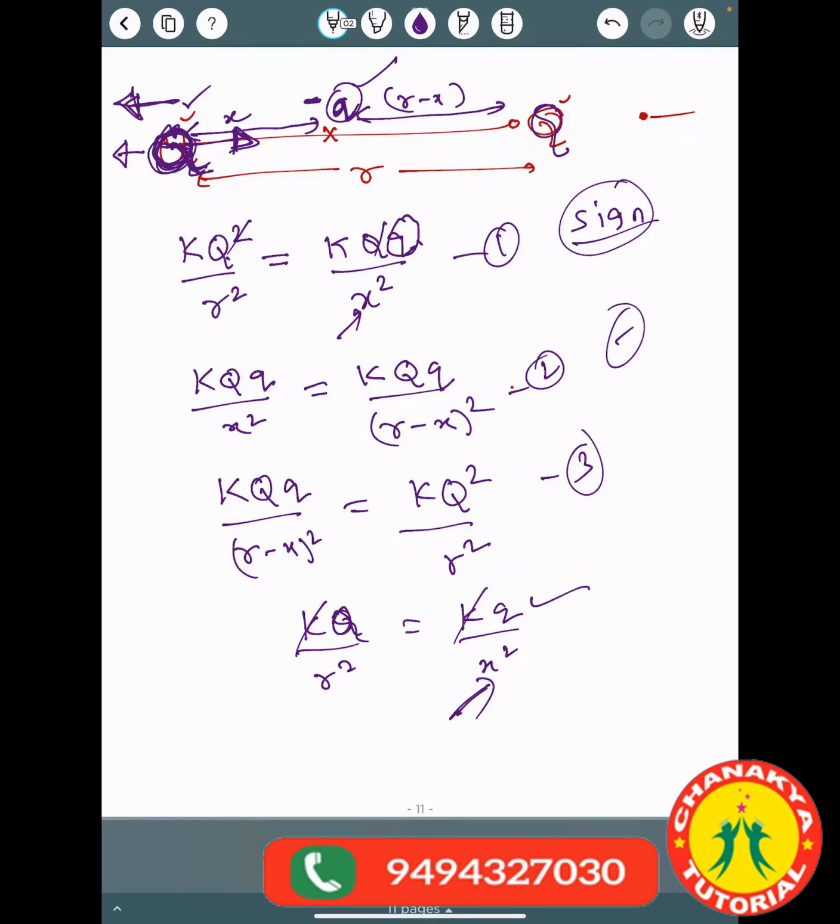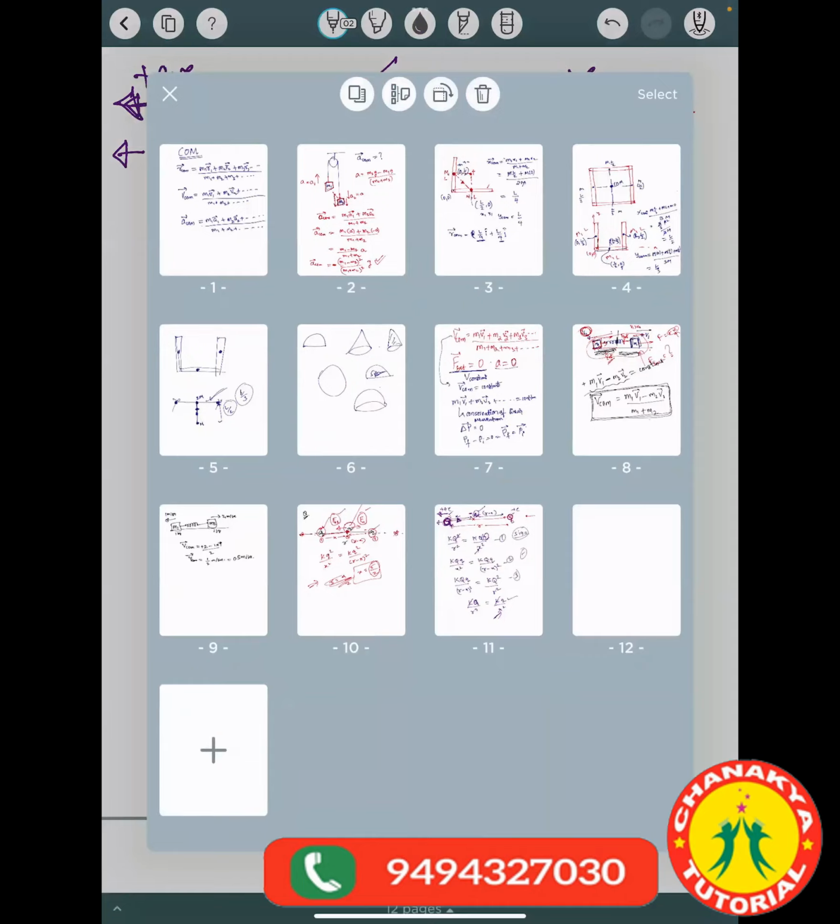Sir, what if the charges are given as one charge is plus 4e and another charge is e? Which charge you are saying? This is plus 4e and the other one is e. Yes, sir. Yeah, then see what to do in that case.